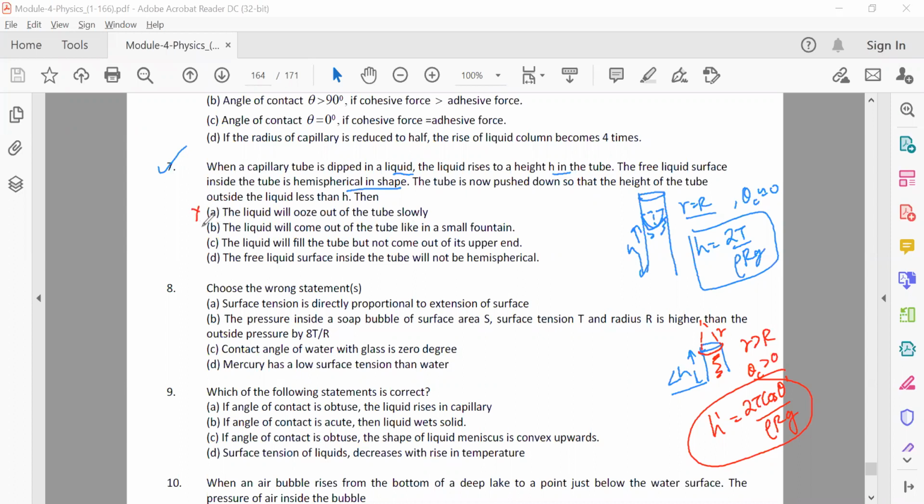It will not come out like a fountain. Fill the tube, but it will not be hemispherical. This will be the correct option. So obviously, if you push it down, initially some liquid will come out, that extra liquid will come out, but it will not completely ooze out. I mean, it will not continuously ooze out.